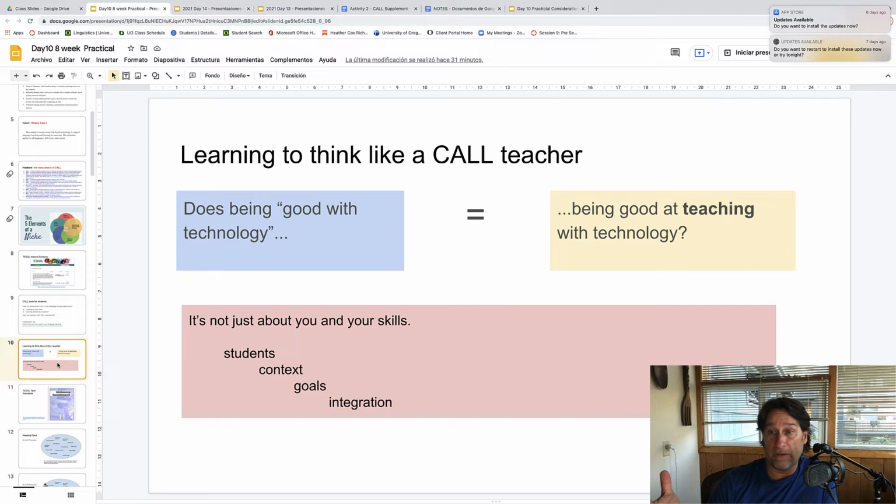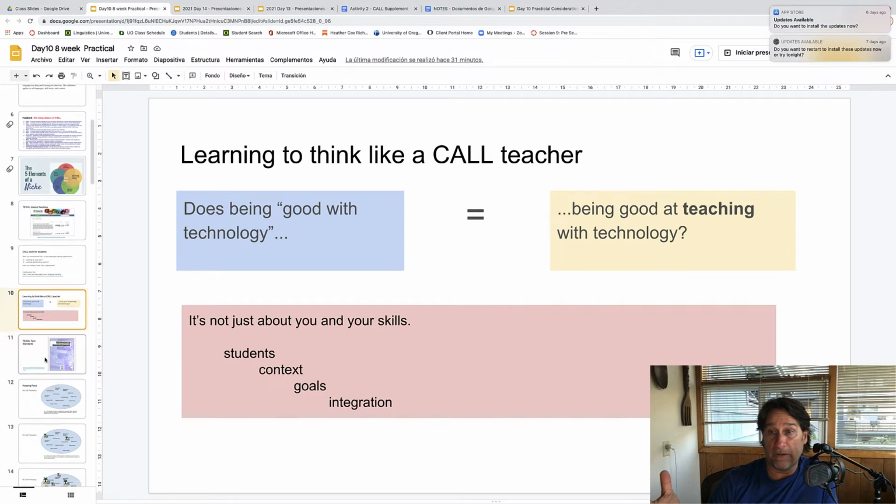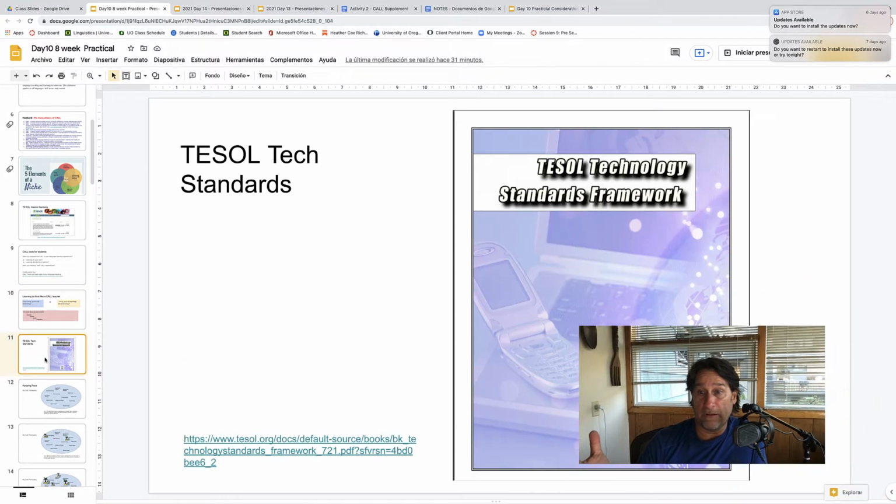So some of the things you have to think about besides just being good with the technology are: who are your students? What is your context? What are your goals for that particular lesson? And how do you integrate it smoothly within that lesson? So it's not just about, oh, I know this tool and I'm good at it, so it's going to be easy to be a CALL teacher. There's more to it than that.